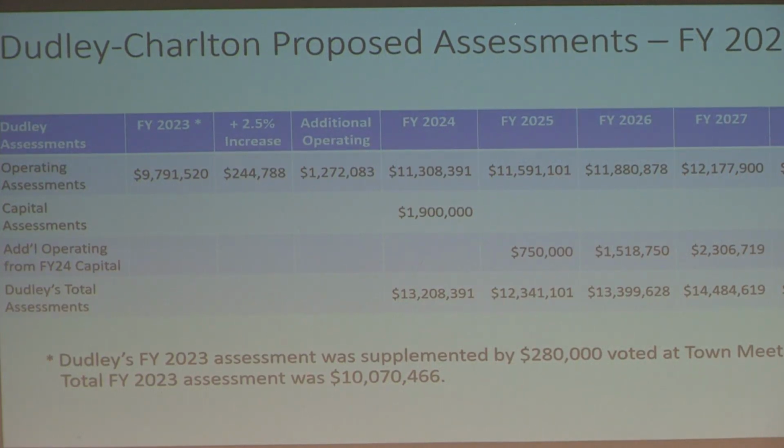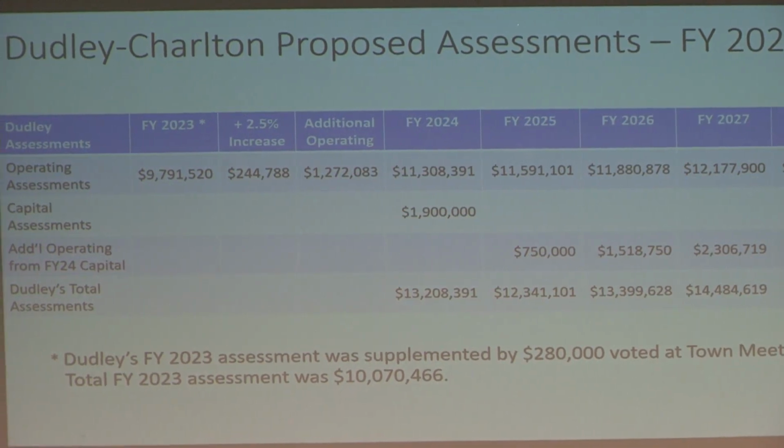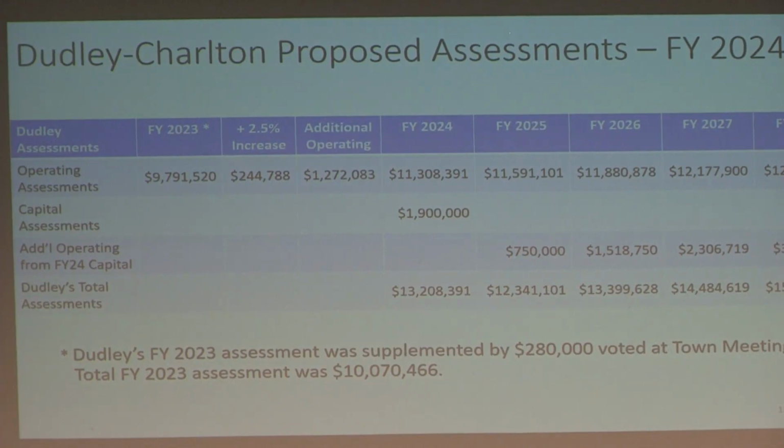And this table shows how the FY24 assessment that we showed on the prior screen was calculated, how Dudley's assessment was calculated. And I'll quickly run through this. We started with the FY23 operating assessment number, which is that first number in the leftmost column. It was about $9.8 million, increasing by 2.5%, gets an additional about $250,000. And then in order to fund additional operating needed, there was an increment to that of about $1.3 million. That yields a total operating assessment of the next number on that row of about $11.3 million.